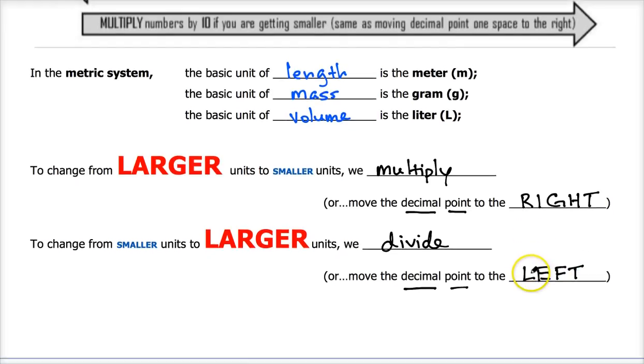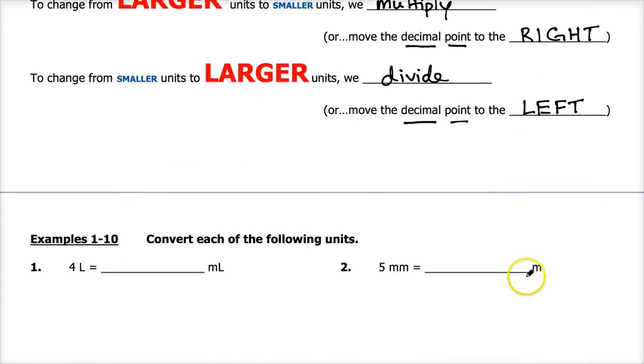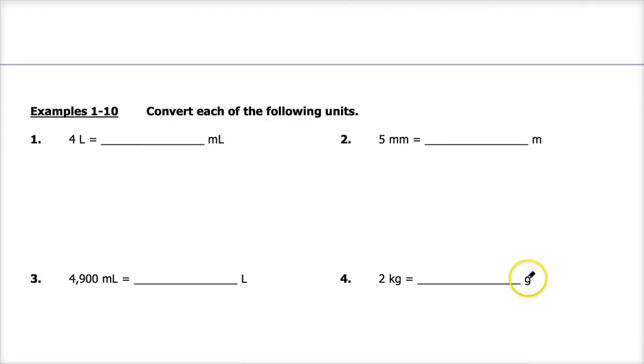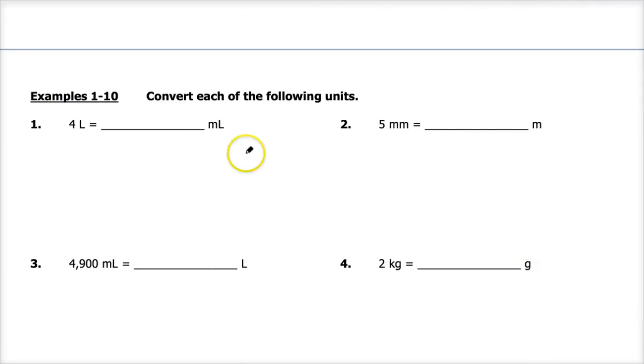So on the back side now, we're going to practice this by converting each of the following units. So for number 1, we're going from 4 liters to milliliters. So if we think about our chart and think about where liters and milliliters lie, again, liters is our base unit. Okay, so liters would be here in the middle of our chart. And milliliters is a smaller unit than liters. Milliliters would be over here on the far right of our chart.